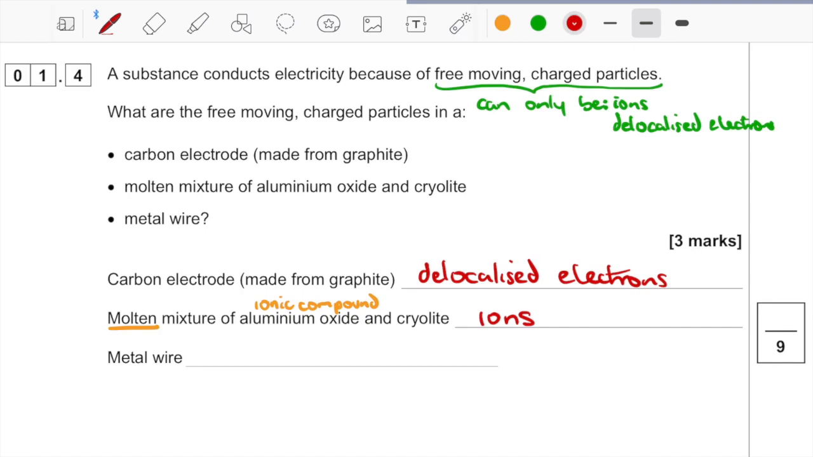minus ions. And then finally we come to the metal wire, and metals, if we think about the metallic bonding, that's a strong electrostatic attraction between positively charged metal ions and delocalized electrons. So again, we have got delocalized electrons.